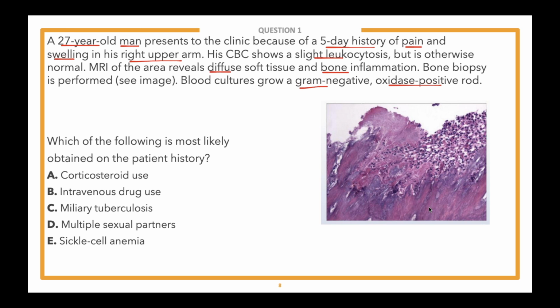Okay, so how many steps do we think this question is? Well, one, I think we need to figure out what's going on. So what's the diagnosis? Two, maybe what caused the diagnosis? And then three, what would maybe be a risk factor? So I think maybe a three-step question here.